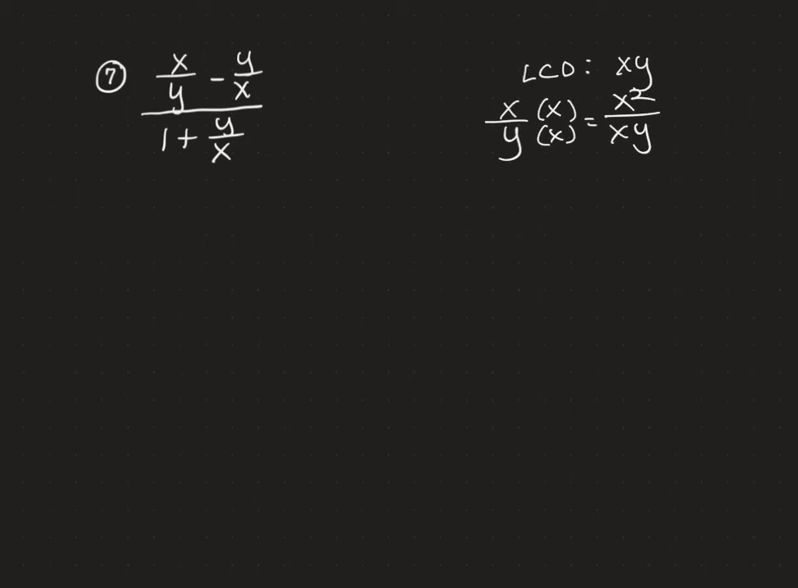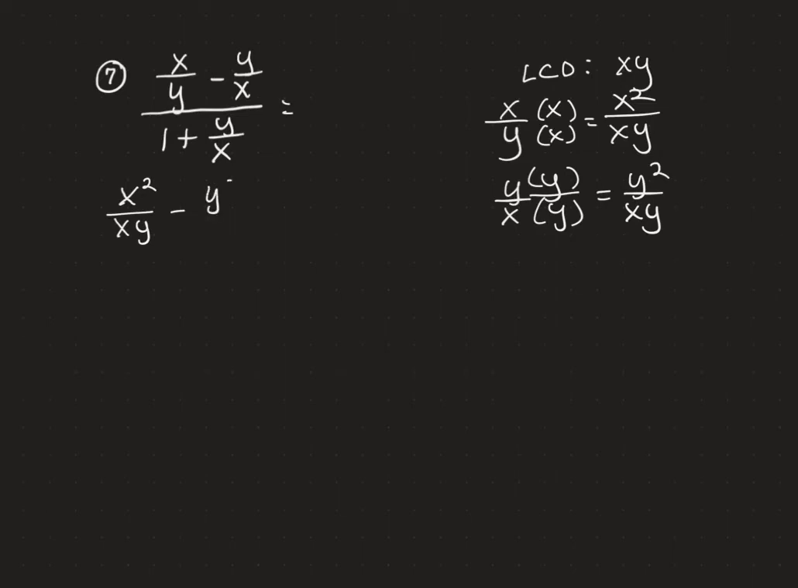So we have x squared in the numerator. And what do we multiply y over x by to get xy in the denominator? Well, we have to multiply by y. So we're going to get y squared over xy. Okay, so let's rewrite the numerator first: x squared over xy minus y squared over xy.